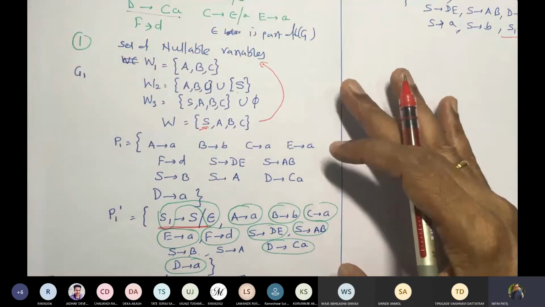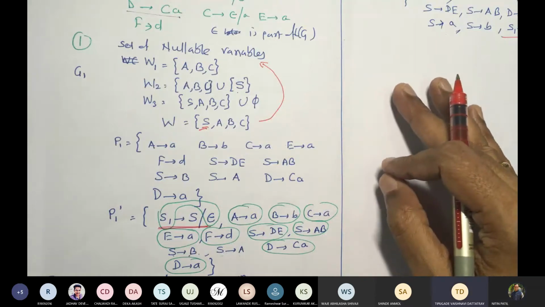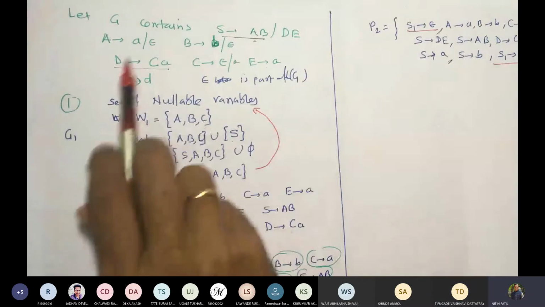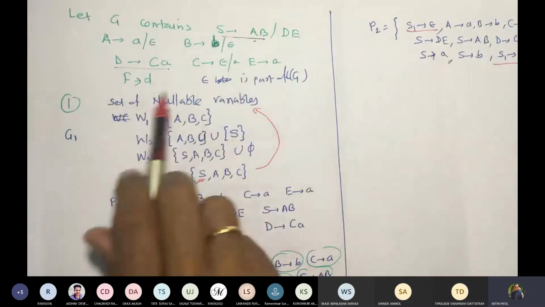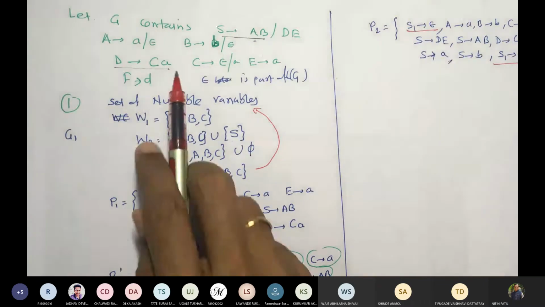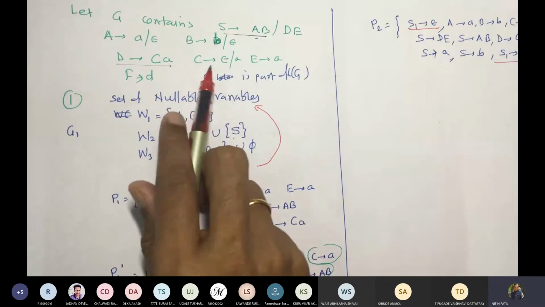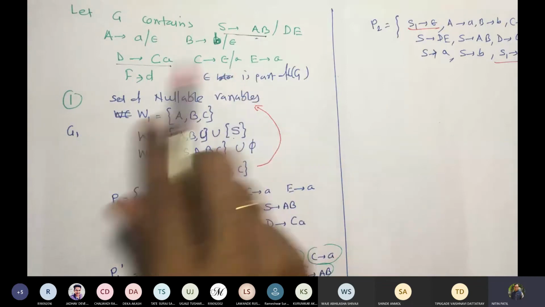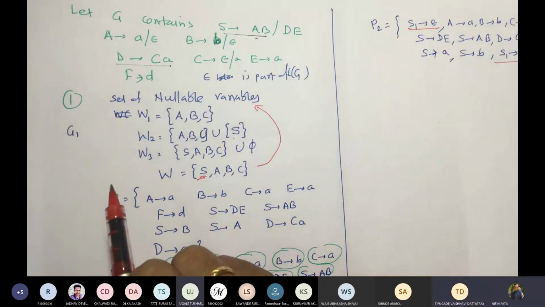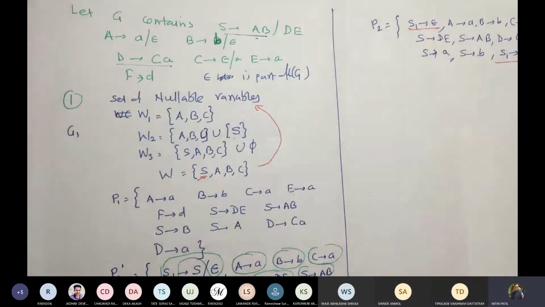Shall I repeat this one more time? Yes, sir. Okay, listen carefully. Now, when we see this production set, is S occurring towards the right side of either of the productions? S gives AB, S gives D, A gives A, B gives B, D gives CA, C gives epsilon A, E gives A, F gives D. Is S occurring on the right side? No. No, sir. Correct.